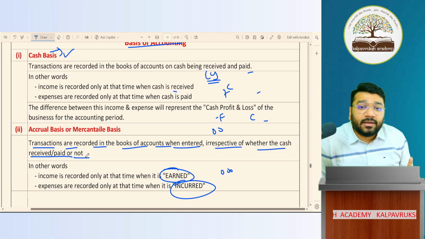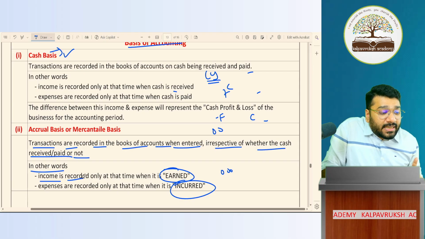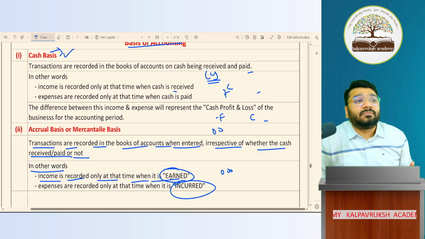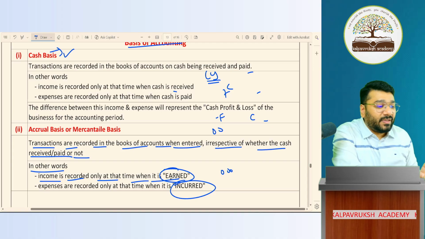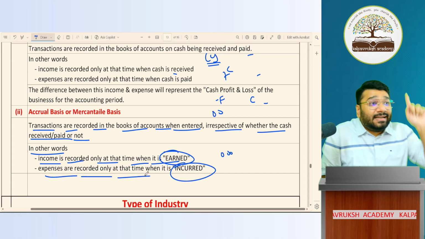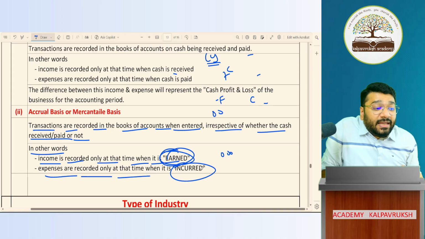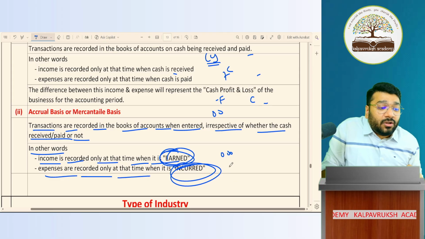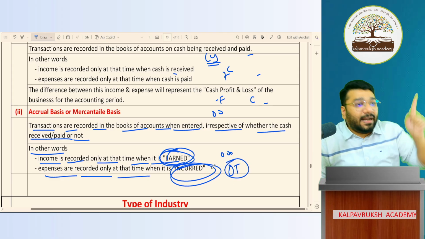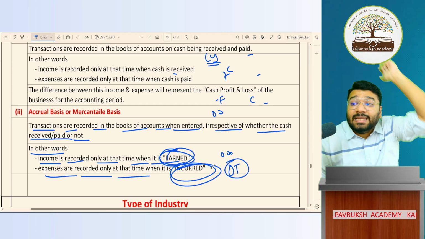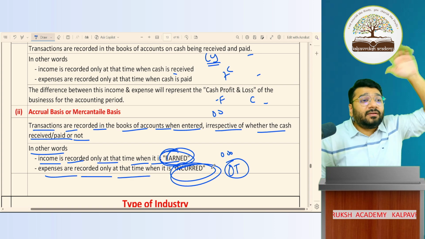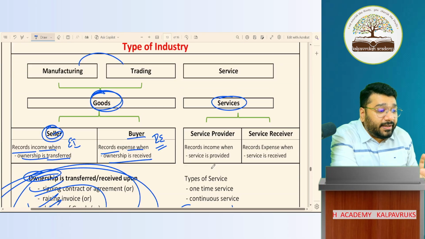Okay, not okay. In other words, income is recorded at the time when the income is earned, not when money is received. Expenses are recorded at the time when expenses are incurred, not when money is paid. When incurring and earning happen, when ownership is transferred, that time the seller will earn income and the buyer will incur expenses. Got it, not got it?